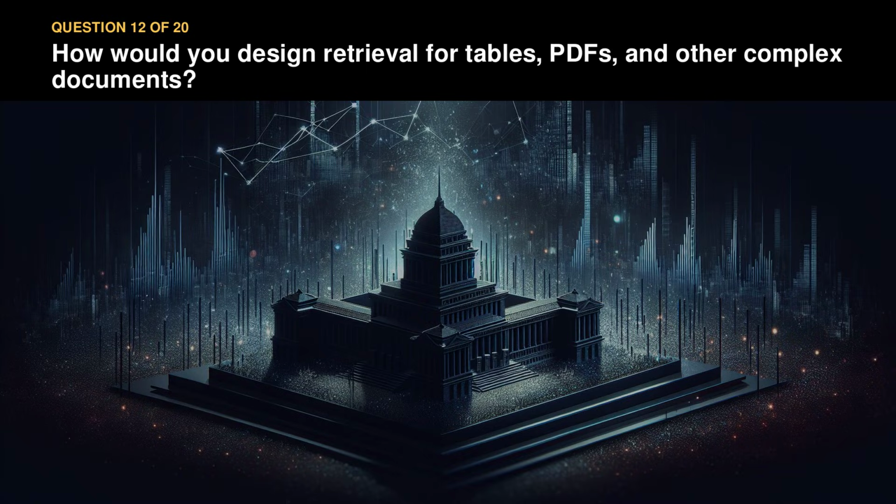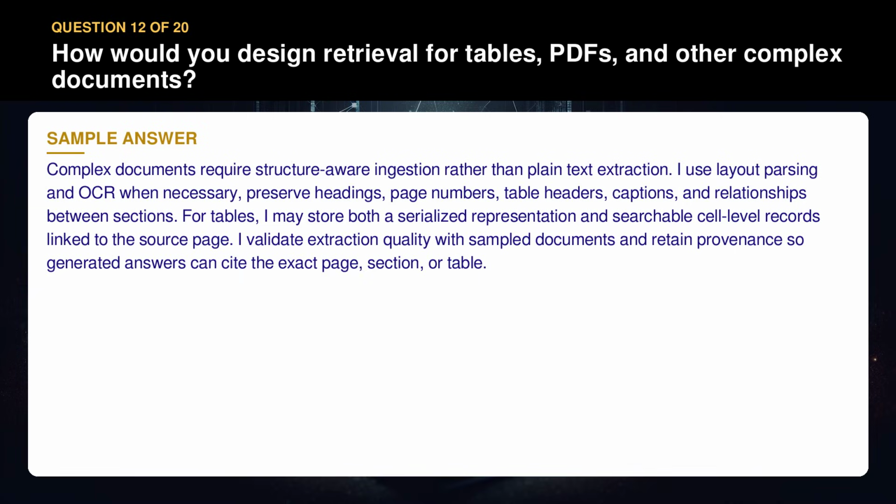Question 12. How would you design retrieval for tables, PDFs, and other complex documents? Complex documents require structure-aware ingestion rather than plain text extraction. I use layout parsing and OCR when necessary, preserve headings, page numbers, table headers, captions, and relationships between sections. For tables, I may store both a serialized representation and searchable cell-level records linked to the source page.